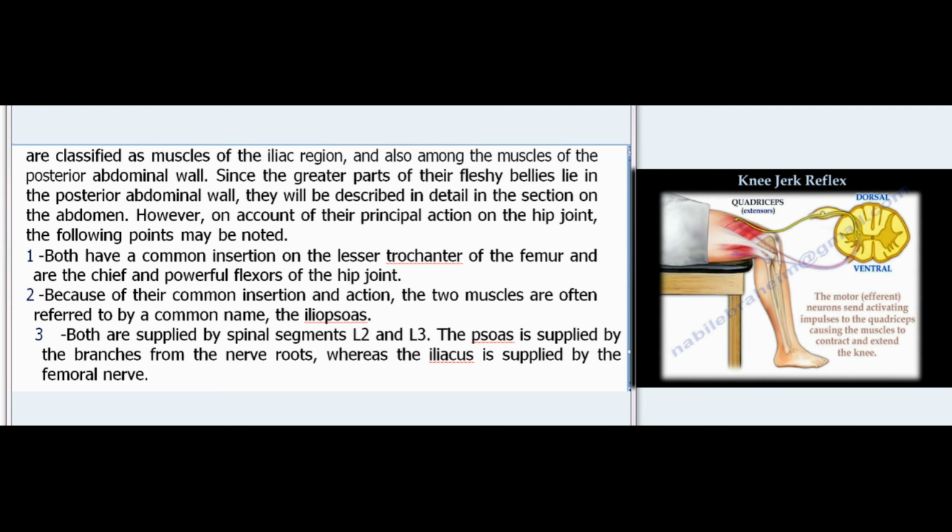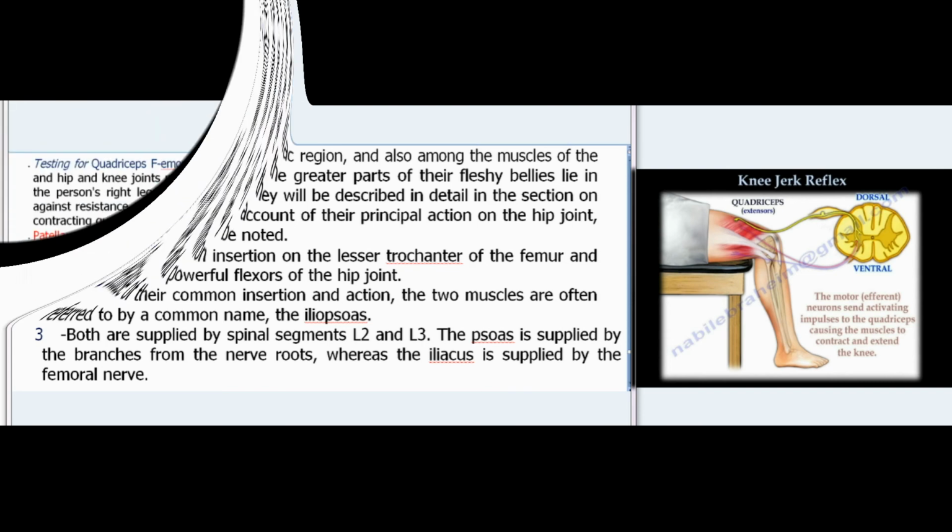Both have a common insertion on the lesser trochanter of the femur and are the chief and powerful flexors of the hip joint. 2. Because of their common insertion and action, the 2 muscles are often referred to by a common name, the iliopsoas. 3. Both are supplied by spinal segments L2 and L3. The psoas is supplied by the branches from the nerve roots, whereas the iliacus is supplied by the femoral nerve.